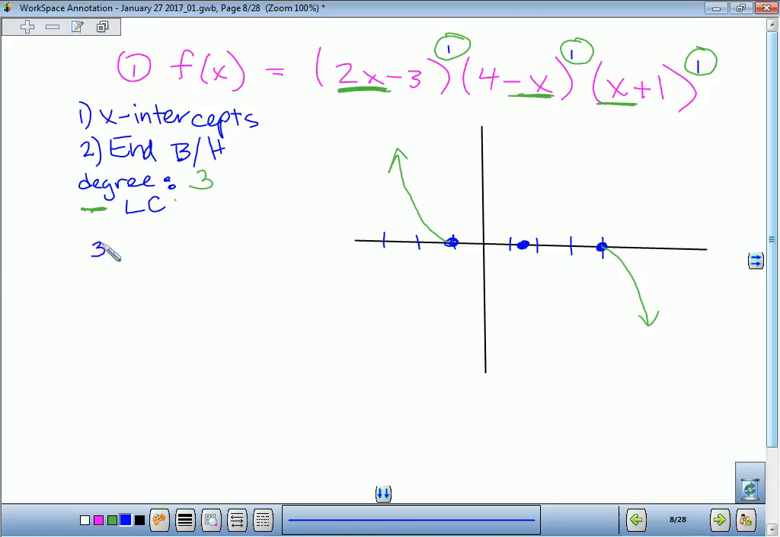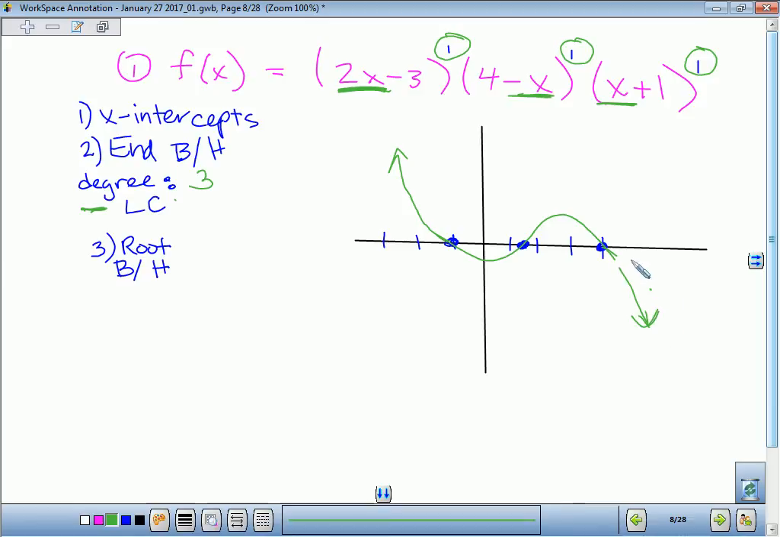Next thing we need to do is individually look at the root behavior. Is it tangent at the root or does it pass? If it passes, does it pass with an inflection or just straight through? Okay? First power, first power, first power. Straight through. So we go straight through, straight through, straight through. What a beauty.